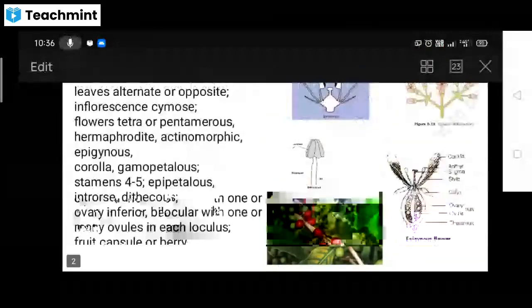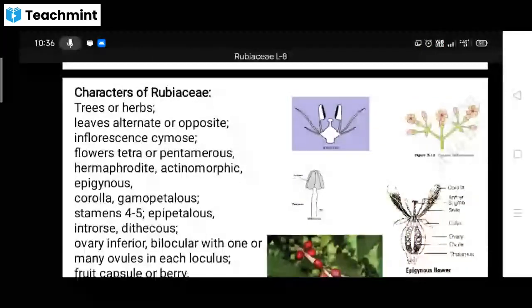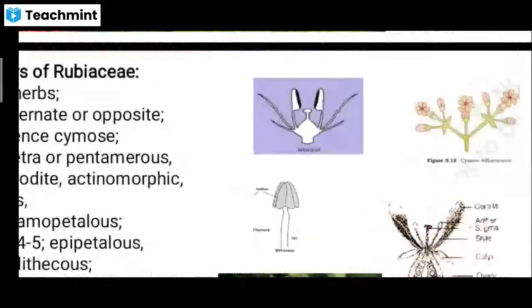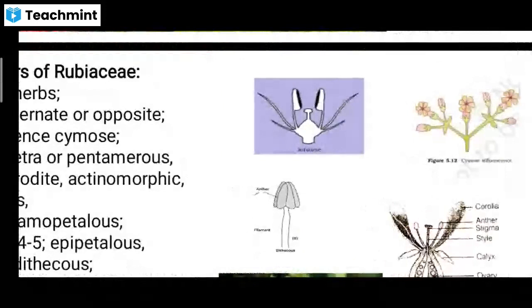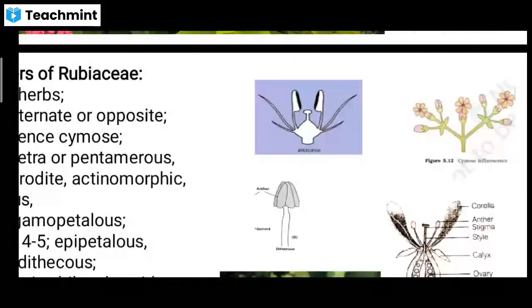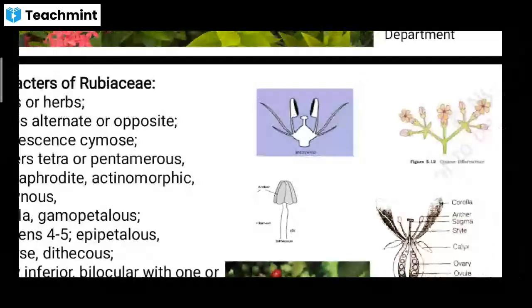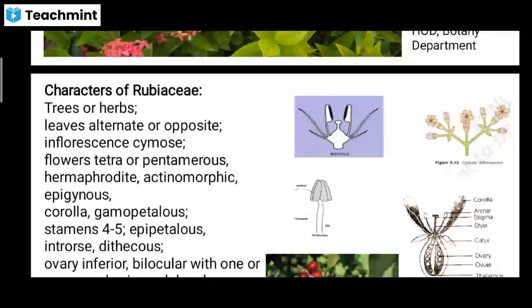And next is about the inflorescence. The inflorescence is most type. That means small peduncles are developed. On those small peduncles, at the terminal or middle position old flowers are there and at the surroundings there are young flowers. In the middle you can see there is the old flower and at both sides there are young flowers. Then flowers are tetra or pentamerous.